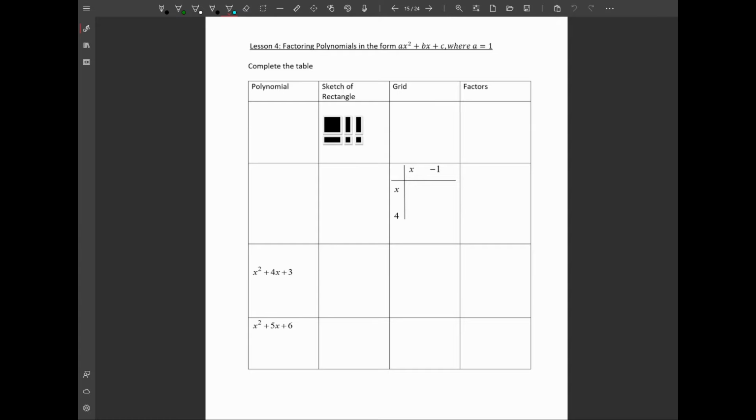All right, everybody. So here's where we get into the real good stuff. Lesson 4, factoring polynomials in the form ax squared plus bx plus c, where a equals 1. Don't freak out if that looks confusing. Basically, it means we're factoring trinomials where the coefficient of the x squared term is just 1, the easy version, where it's x squared plus something x plus some constant, okay?